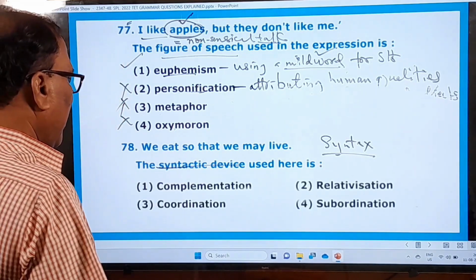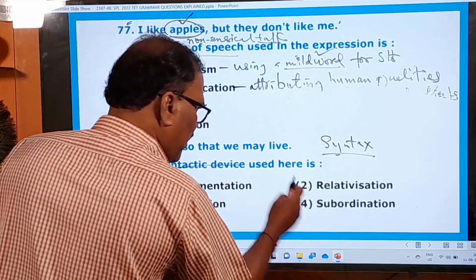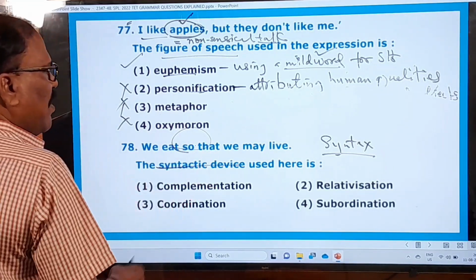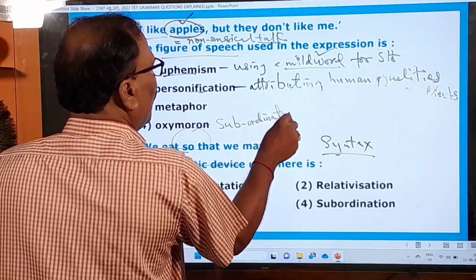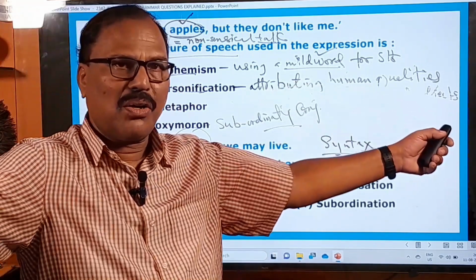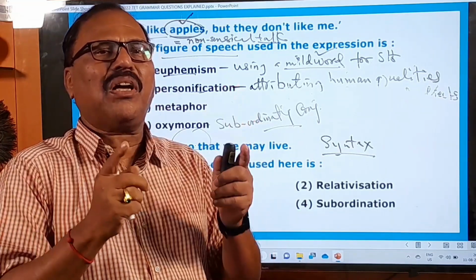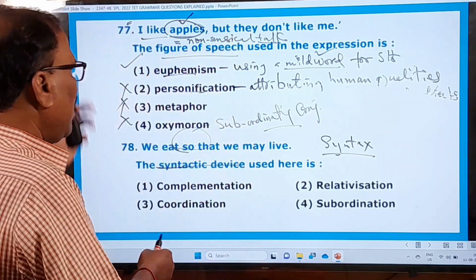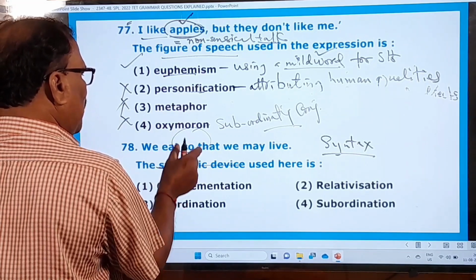మరి ఇందులో మాటల కూర్పుకు సంబంధించిన ఏది ఇక్కడ వాడబడింది అంటున్నాడు. Let us see the options here. Complementation, relativization, coordination, subordination. So here, if you watch this sentence, you find this so that conjunction. So that is a subordinating conjunction. We have two kinds of conjunctions, coordinating conjunctions and subordinating conjunctions. And the main duty of a conjunction is to join two statements together. So here, subordinating conjunction. On seeing this, we can say, so that is there.